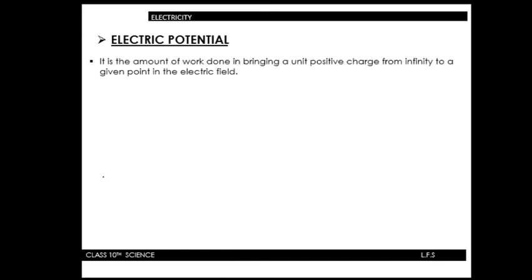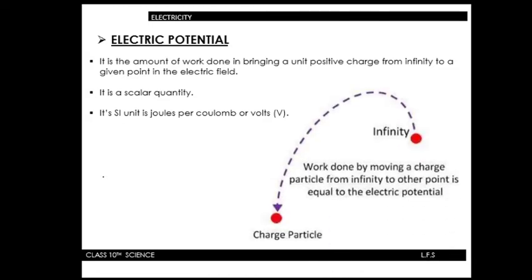Now next to that we will be studying about electric potential. What is electric potential? It is the amount of work done in bringing a unit positive charge from infinity to a given point in the electric field. It is also a scalar quantity. The SI unit is joules per coulomb, or it is also known as volts. So here see the diagram. Here one point is infinity and the other point is here. The work is done by moving a charge from infinity to that particular point. Clear?